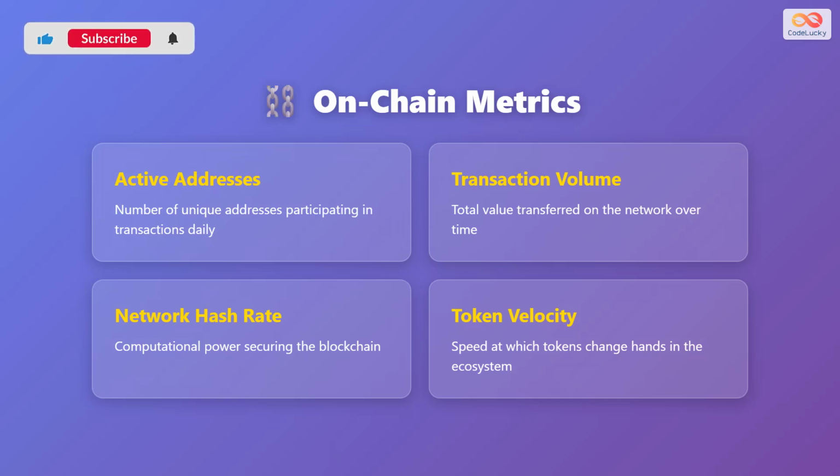On-chain metrics provide valuable data directly from the blockchain itself. Active addresses refer to the number of unique wallet addresses participating in transactions daily, indicating real usage of the network. Transaction volume shows the total value being transferred on the network over time, reflecting economic activity. Network hash rate measures the computational power securing the blockchain, which is especially important for proof-of-work cryptocurrencies. Token velocity tracks how quickly tokens change hands within the ecosystem. High velocity can indicate active use, while low velocity might suggest holders are keeping their tokens for the long term.